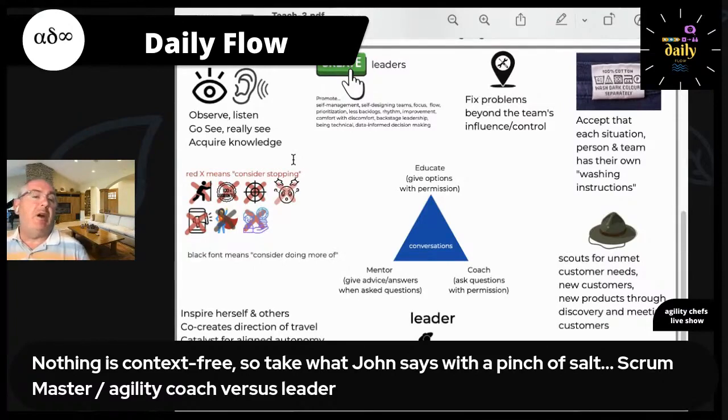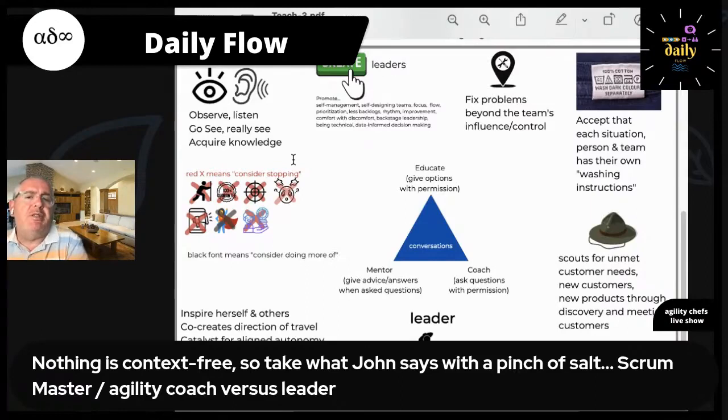A leader should inspire, which would be another difference as well. Okay, a Scrum Master, agility coach would inspire from the point of view of why we're doing agility and understanding and trying to get alignment in the organization about why we're doing agility, and then helping teams to figure out what way they can achieve that and encouraging self-management and so on.